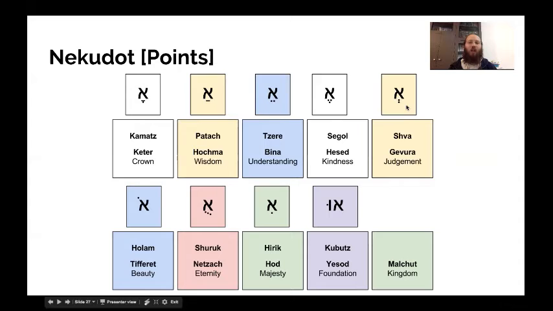Then you've got A, which is shva, this is gevura, judgment. Then you've got O, which is cholam, tiferet, beauty. Then you have U, which is shuruk, netzach, eternity. You have E, which is chirik, which is hod, majesty. And finally, U, which is kibbutz, so foundation. And malchut doesn't have a pronunciation. So it doesn't have a deficiency.